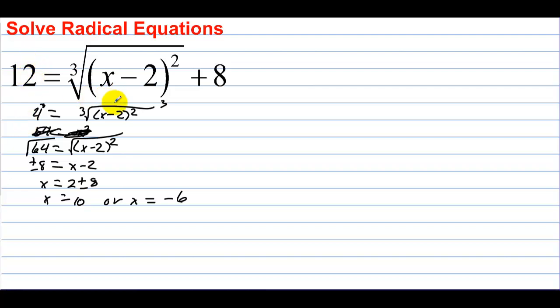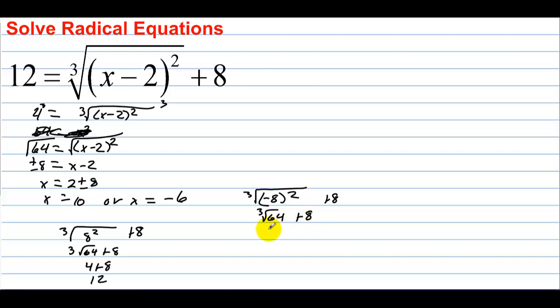Now let's try these. Let's try the 10. We got the third root of 10 minus 2, which is 8. So 8 squared plus 8, which is the third root of 64 plus 8. That's going to be 4 plus 8. Yep, that's 12. And then let's try negative 6. We get the third root of negative 8 squared plus 8. We have the third root of 64, and we're right back in the same spot. 4 plus 8, and that is also going to be 12. So they both work. x equals 10 or x equals negative 6.